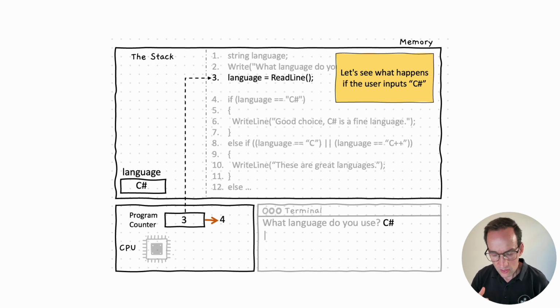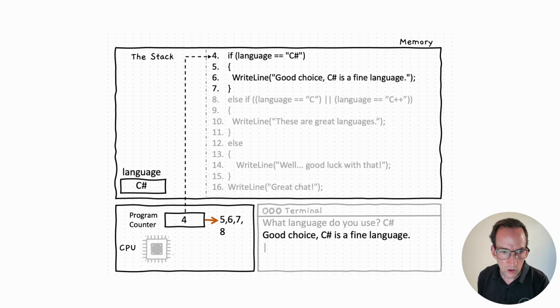Let's have a look at working through this in the else if statement. So this is the ability to combine together multiple if statements in the language. This is one of the slides from the text. So we read the language, and let's say the user types C# here. That value will get loaded into the variable on the stack. So we've now got C# in language.